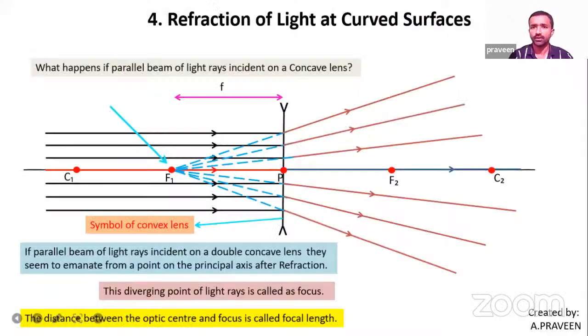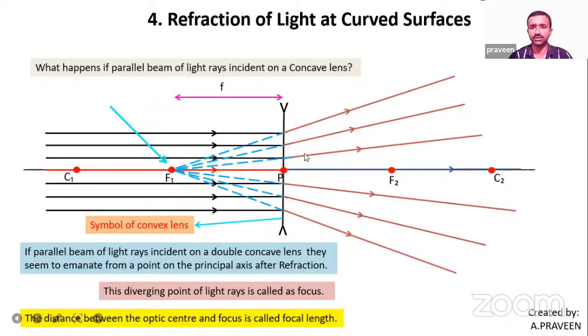We have discussed the refraction of light at curved surfaces. In that lesson, the topic discussed was what the focal point or focus is, and what the focal length is, related to the concave lens and the convex lens.